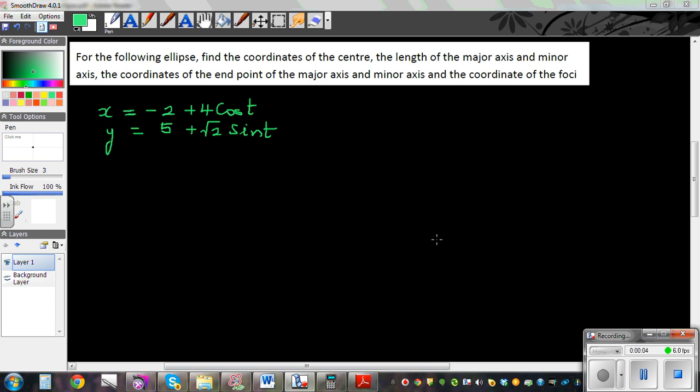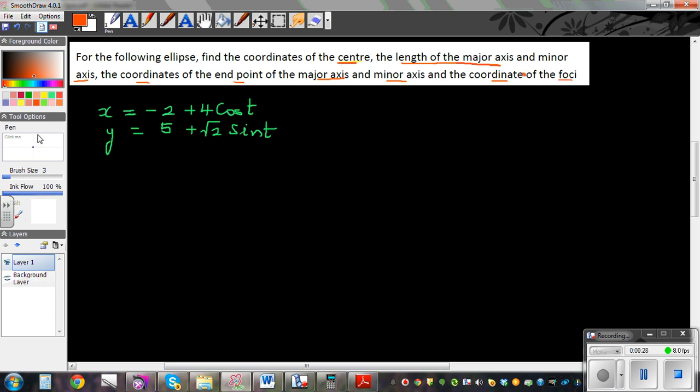For the following ellipse, find the coordinate of the center. We want to find the center, the length of the major axis and minor axis, the coordinates of the endpoints of the major axis and minor axis, and the coordinates of the foci.